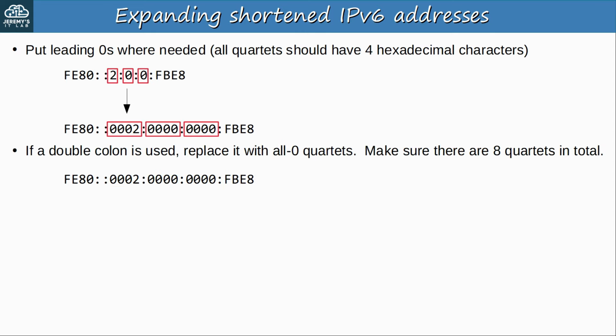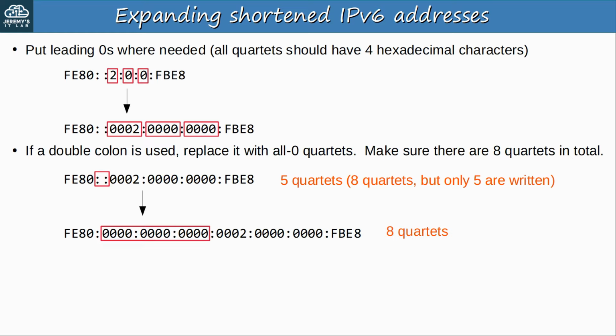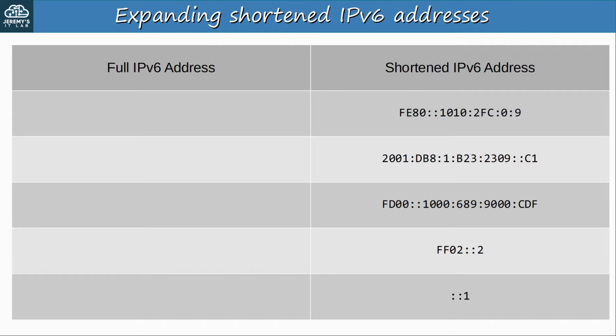If a double colon is used, we should replace it with all 0 quartets, and make sure there are 8 quartets in total. There is a double colon here, so we can expand the address further. How many quartets are there? There are 5. Actually, there are 8, but currently only 5 are written. To make 8 total quartets, simply add 3 quartets of zeros. Here are a few practice questions for expanding shortened IPv6 addresses. Pause the video to solve them.